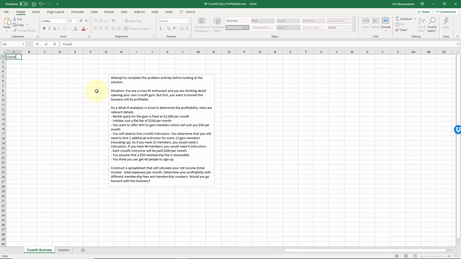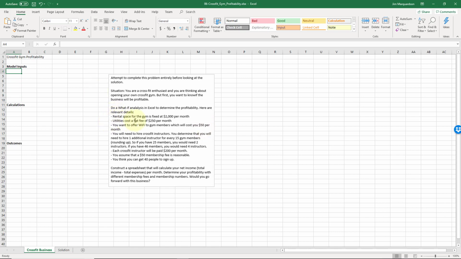Let's see. CrossFit gym profitability. I think that's how you spell it. Hope so. So we know to create a model, you basically have three things. We have model inputs. We've got our calculations, intermediate calculations, and then the outcomes or outputs that we care about. I'm just going to space those out. So let's see.